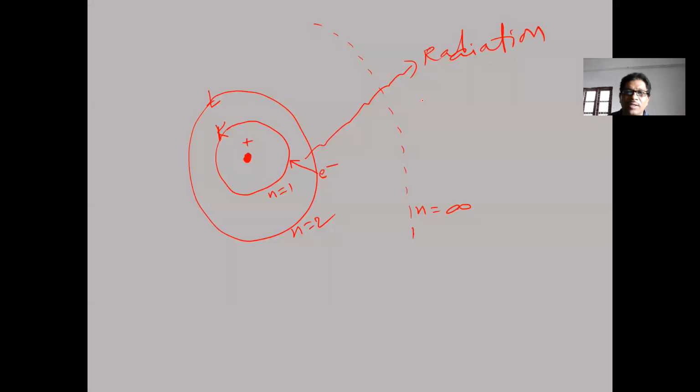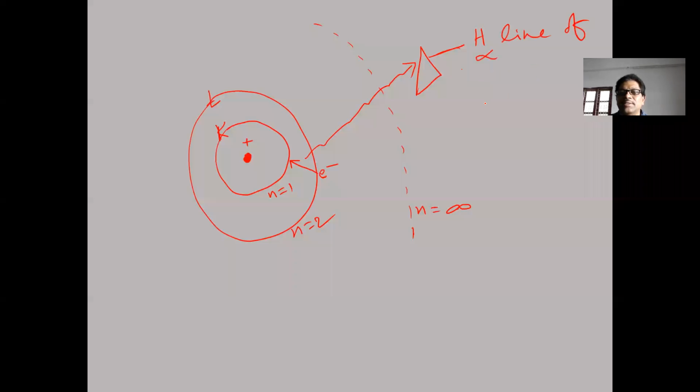Now which line is observed when you pass this radiation through a prism? We get a spectrum. In this spectrum, the Lyman series line will be observed. In the Lyman series, again, which line? The first line, the H alpha line of the Lyman series.